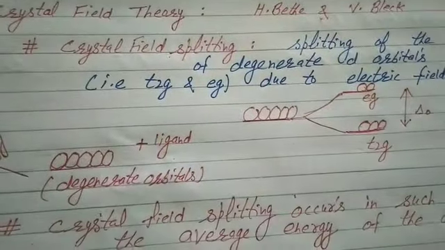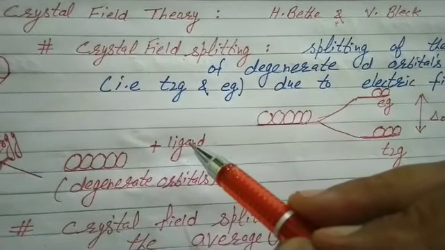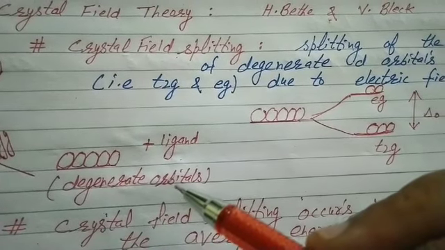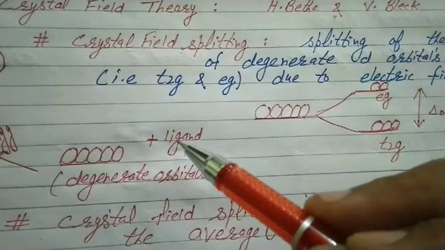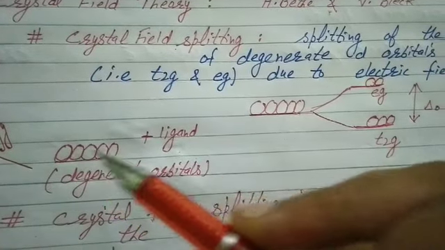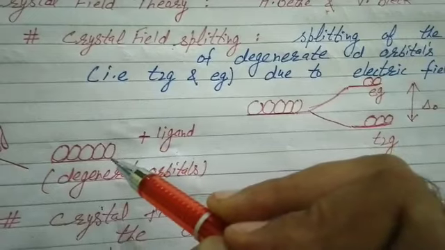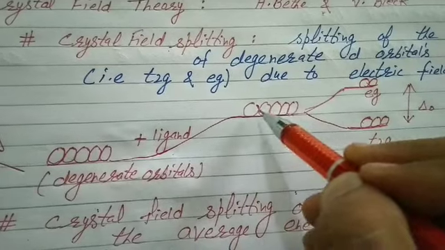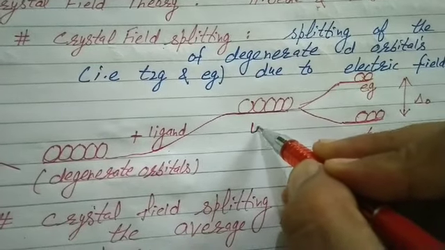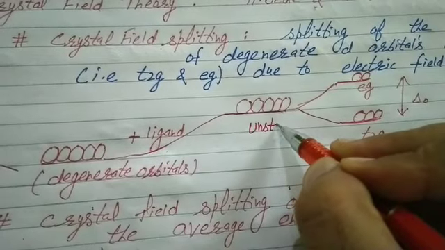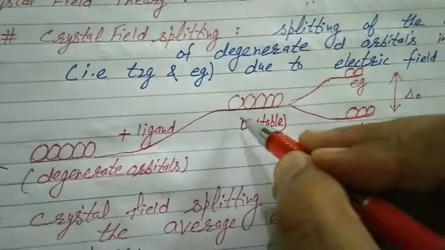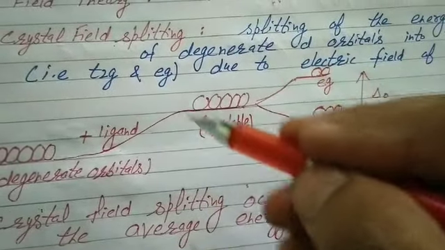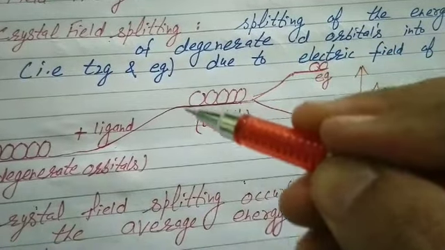Students, the basic process is when ligands approach the metal ion. Ligands are electron rich species. The d orbital electrons of the metal are repelled by the lone pair of ligands. This repulsion will raise the energy of the d orbitals and they become unstable and split into two sets, and these energy levels are called t2g and eg. This phenomenon is called crystal field splitting.